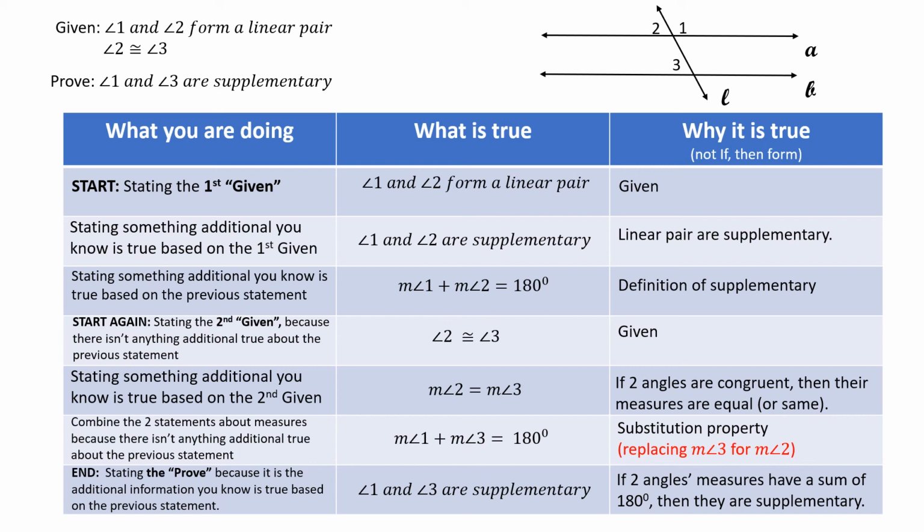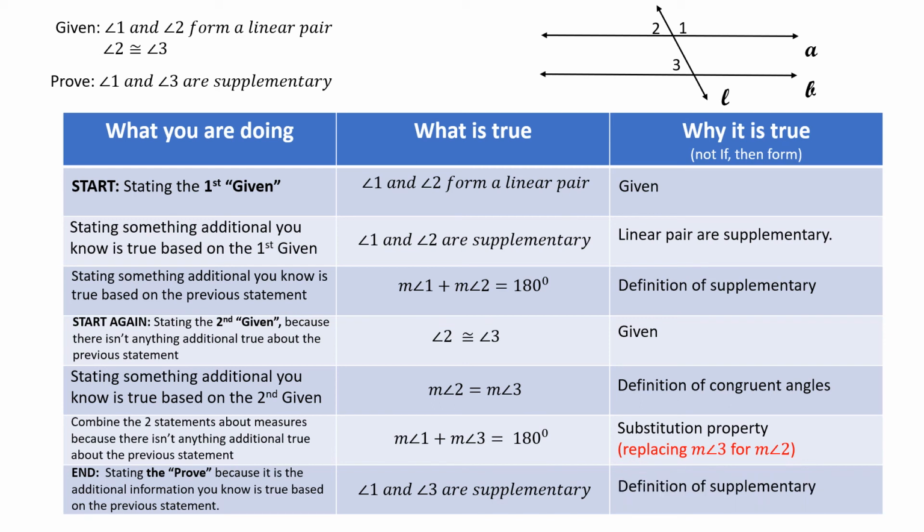In line 5, it's a definition of congruent angles. We went from congruent to measures, so that's why I said words to numbers aren't always it, but there was a change in symbol. And then the last one, we went from numbers to words, so it's definition of supplementary. So let's recap one more time.